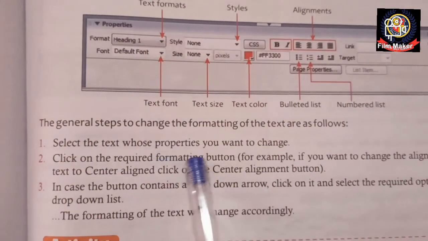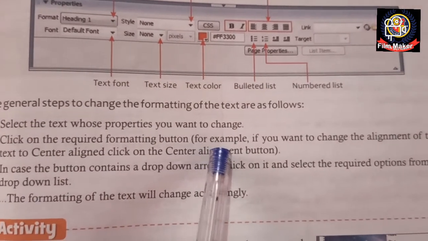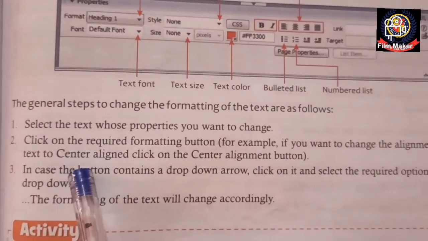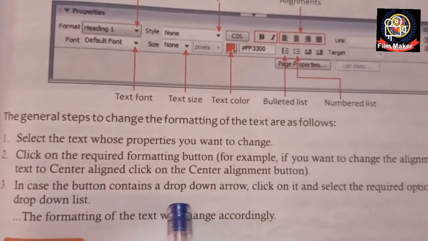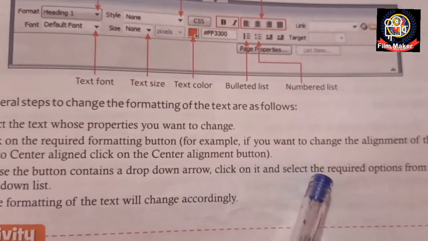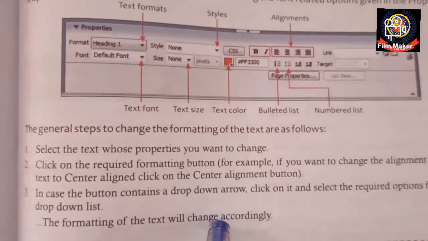Select the text whose properties you want to change. Click on the required formatting button. For example, if you want to change the alignment of the text to centered align, click on the center alignment button. In case the button contains a drop down arrow, click on it and select the required option from the drop down list. The formatting of the text will change accordingly.